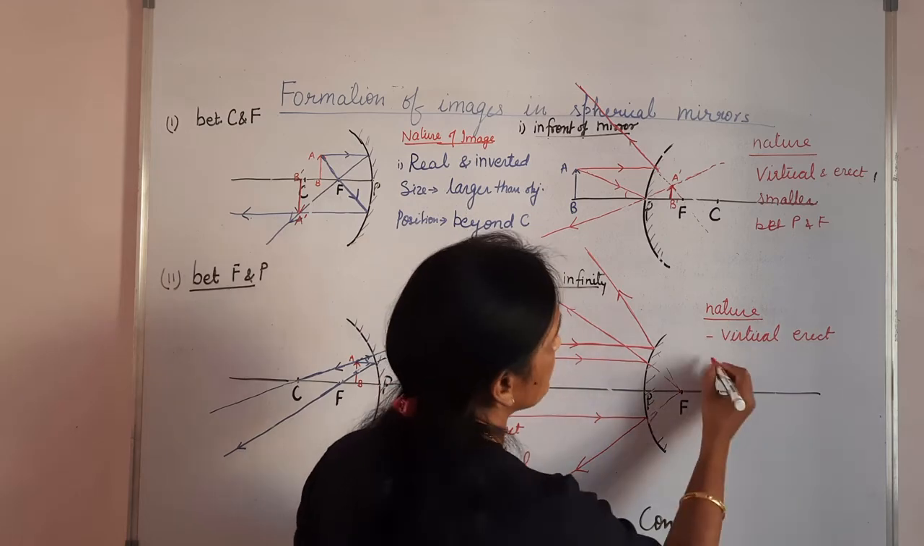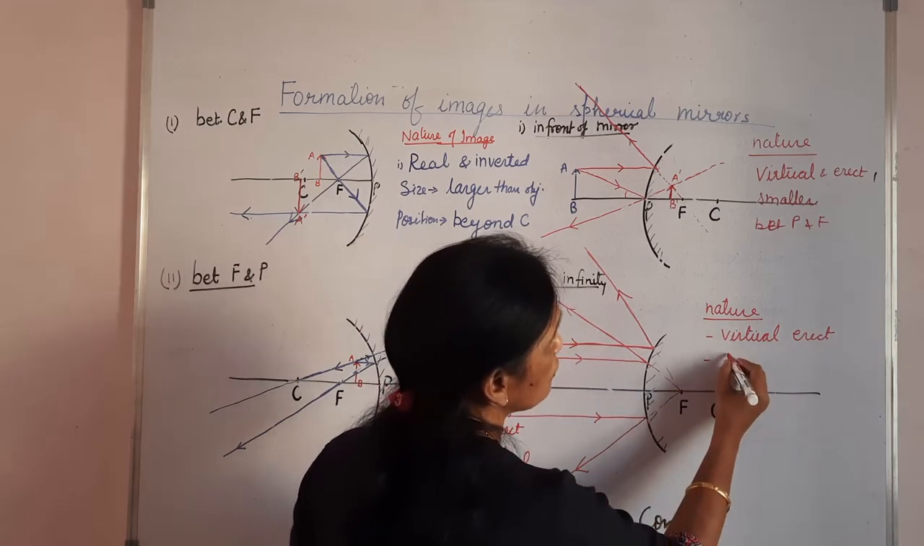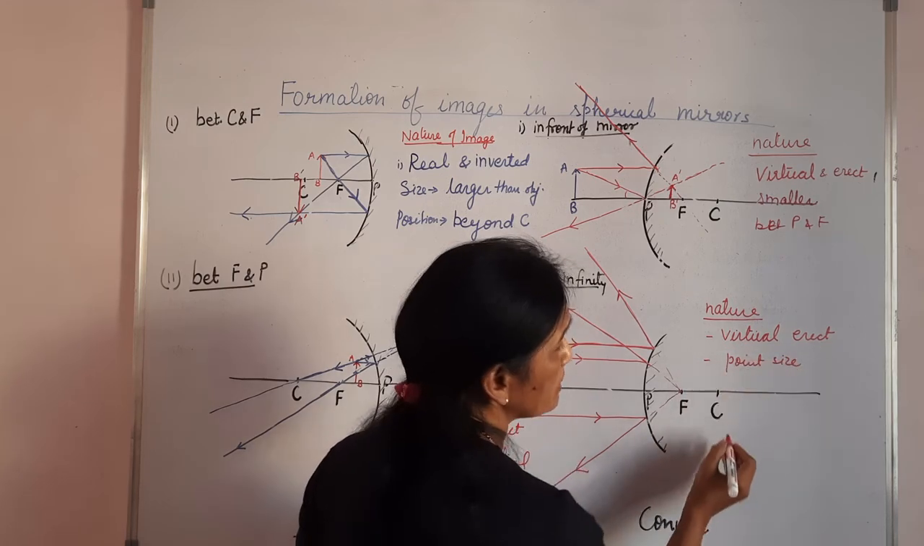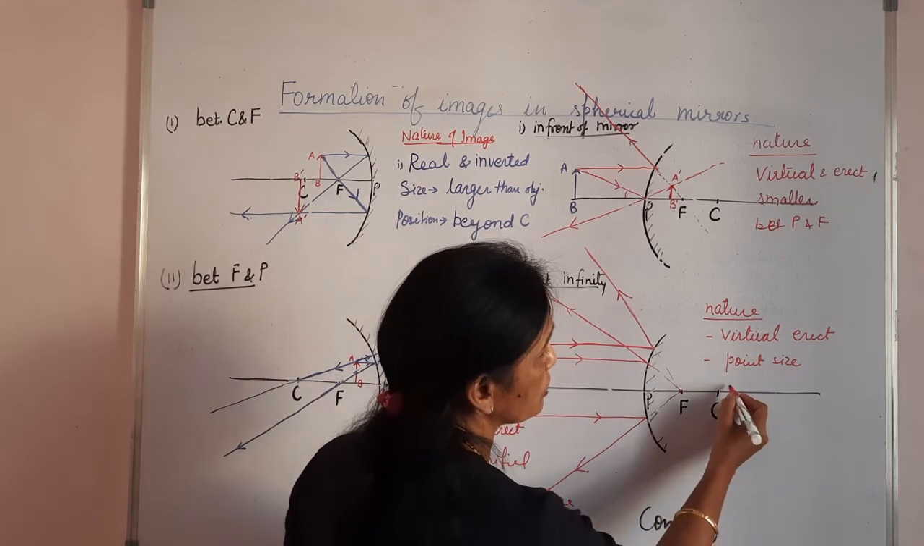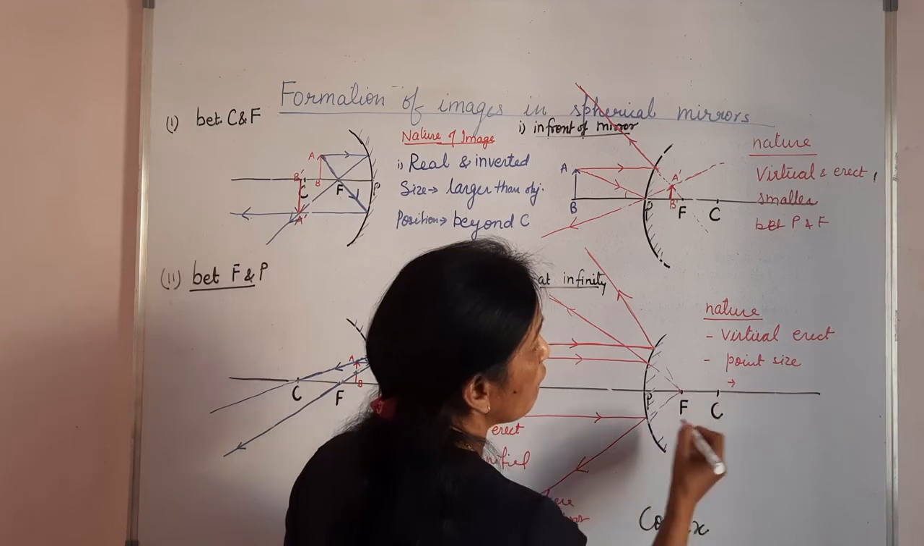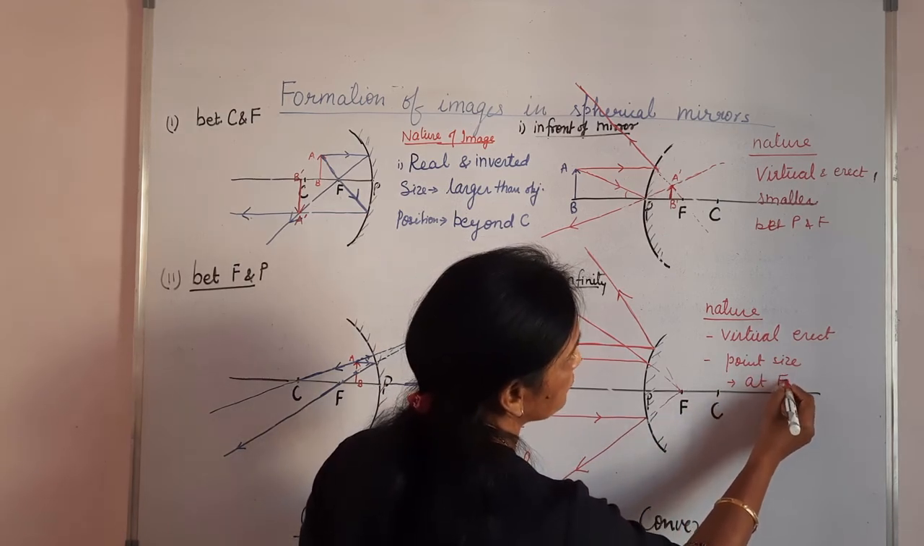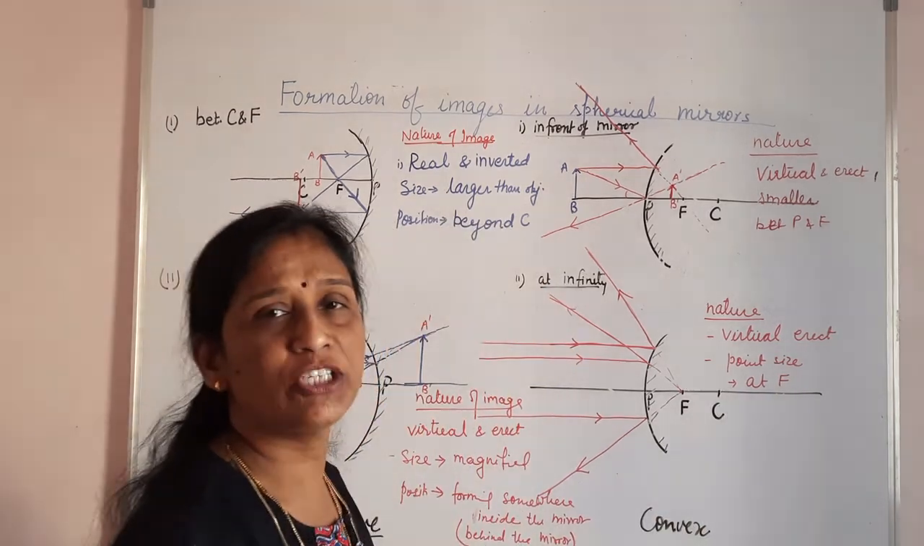Virtual is always erect. And regarding the size, so it is of point size. बहुत ही छोटा size का है. It's of point size. Diminished means very very small. Diminished it is. And about where it is formed, it is formed at F. Image is formed at F.